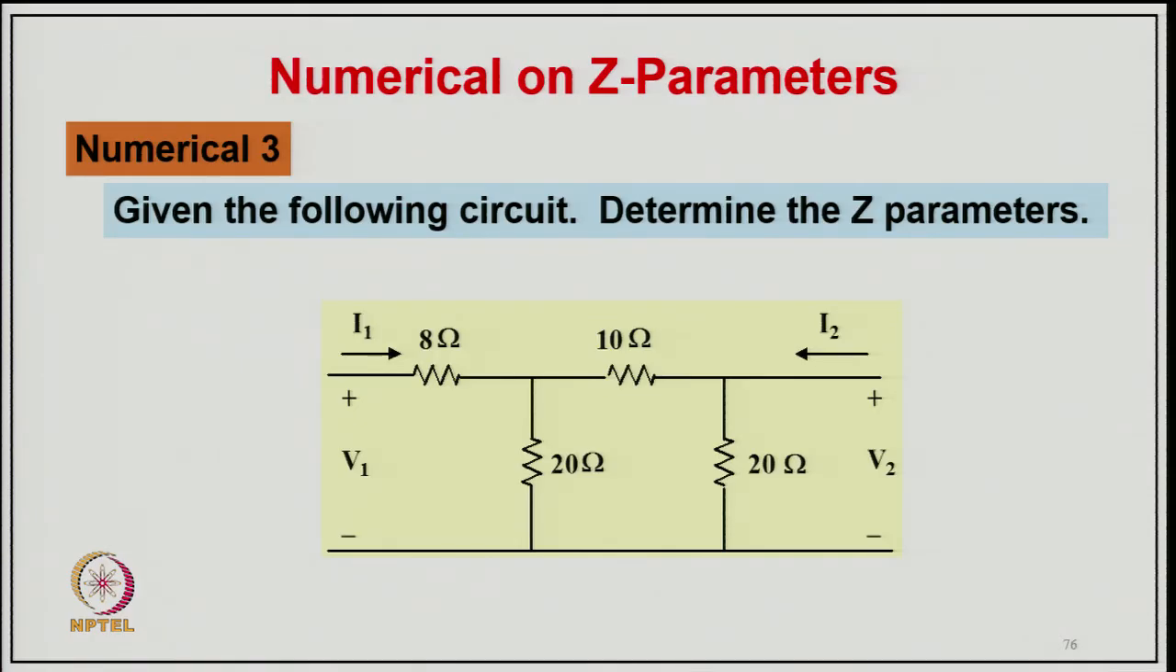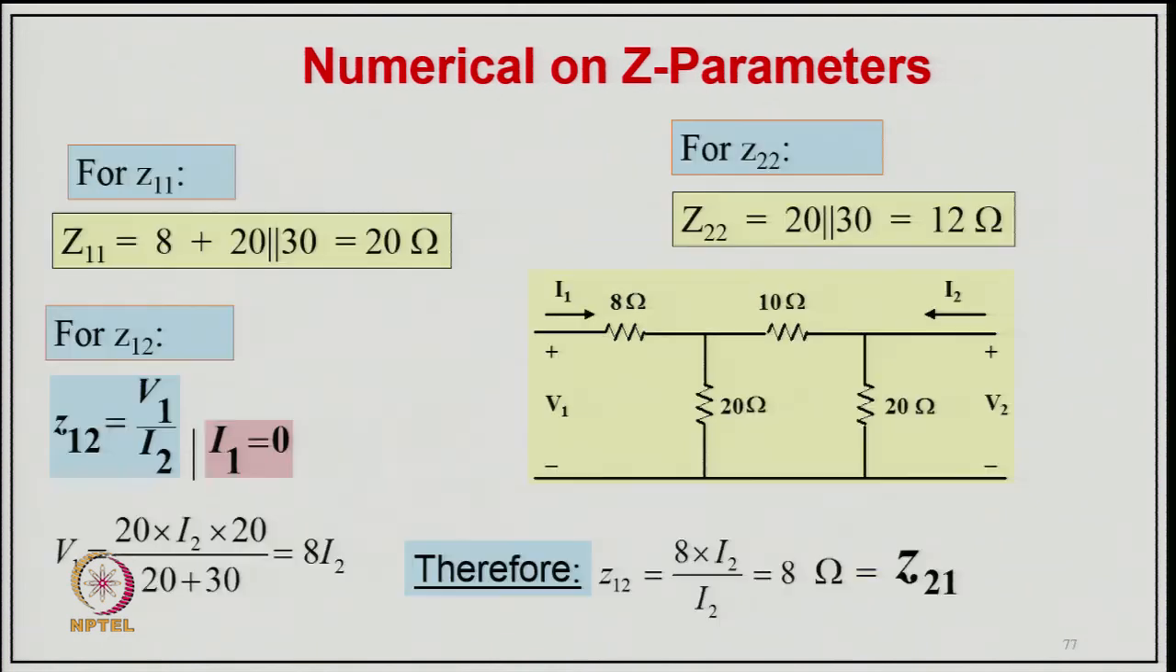Now, coming to numerical 3, given the circuit, determine the Z parameters of this. So, we have 3 resistances in delta connected mode with the 8 ohm on this side, similar to the previous, except we add this resistance also. So, now we can see in this network, when the second port is open, we have to solve what is Z 1 1. So, Z 1 1 will be 8 plus this 20, in parallel with 30, that comes to 20 ohm. And Z 2 2 will be this 30 in parallel with 20, that is 12 ohm.